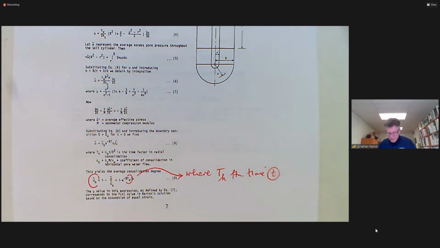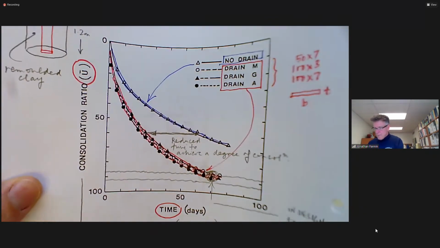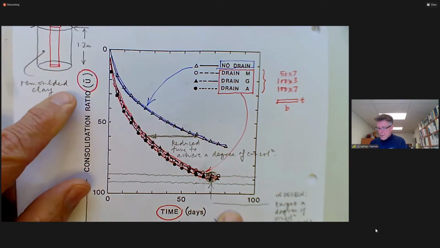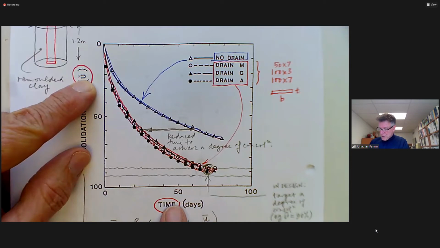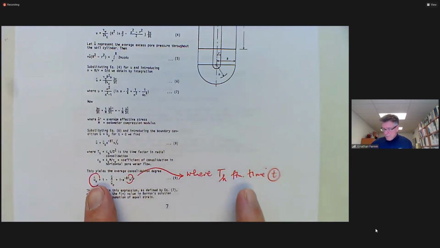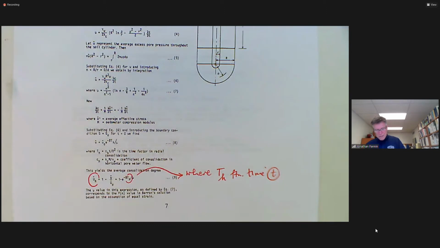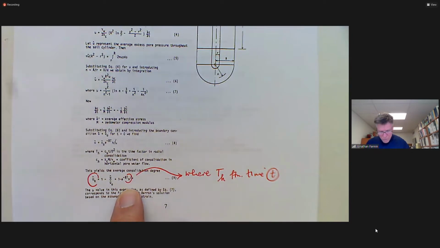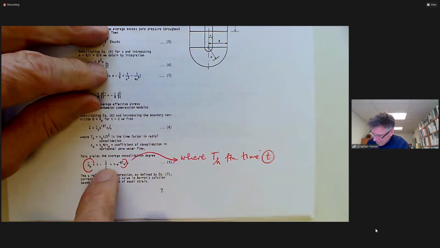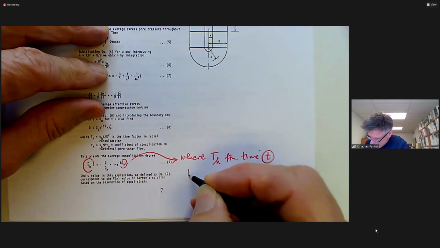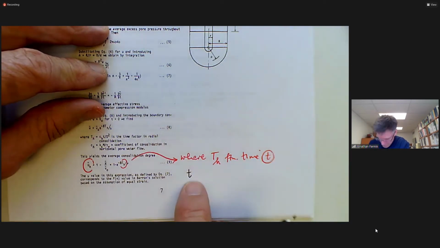Let's not forget it. Let's go back to Frobenius's work, and there it is, experimentally. The relation between the degree of consolidation and time, okay? And out of this, we can manipulate this expression. This is our final parking spot, is the time. That's what we want, the time.